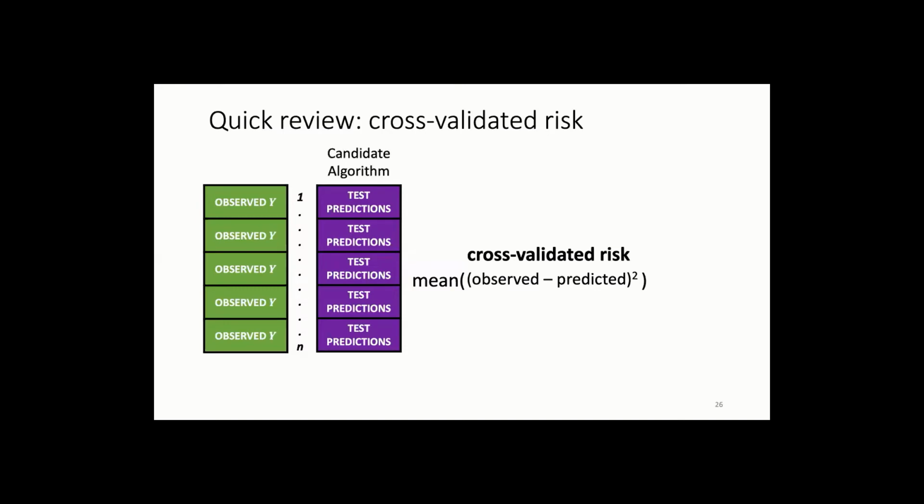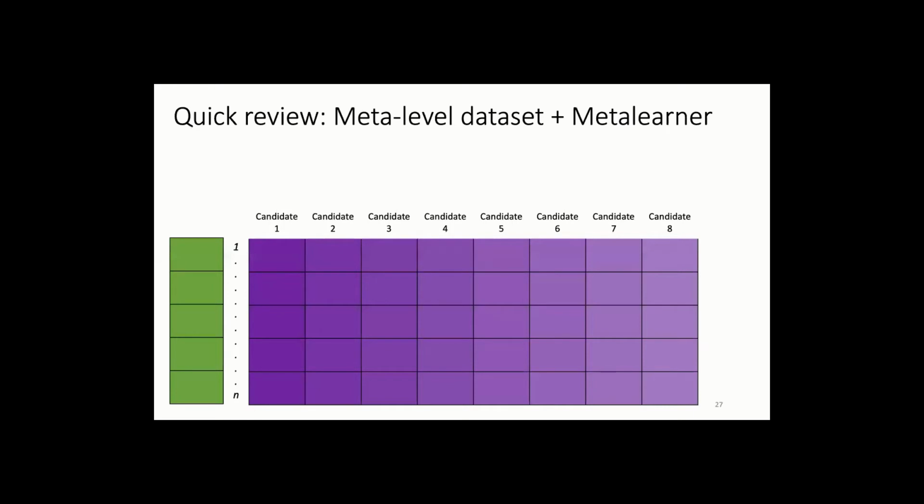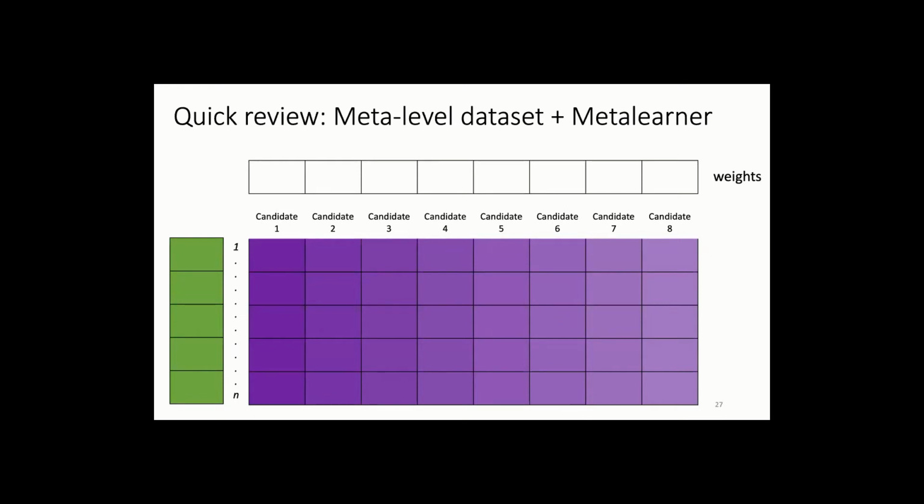To put things in perspective, I note that this is just a set of predictions from one algorithm. In practice, however, we have the cross-validated predictions from a library of candidate algorithms. We refer to this matrix of cross-validated predictions as the meta-level data, this purple matrix here, and here are our outcomes. We subsequently use the meta learner on this meta-level data to assign weights to the candidates and establish the superlearner. We have two classes of meta learners. First, the discrete superlearner selects the algorithm with the lowest cross-validated risk, giving it a weight of 1 and all of the other algorithms a weight of 0. So here, candidate 7 would have the lowest cross-validated risk, and the discrete superlearner would give it a weight of 1.